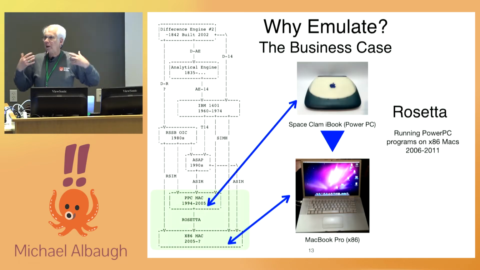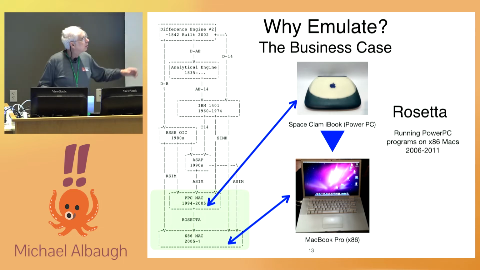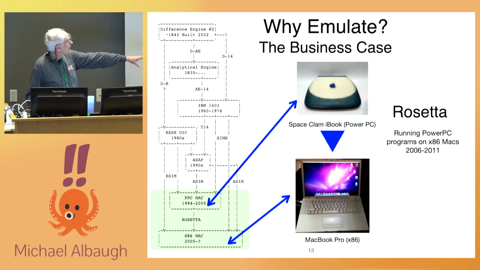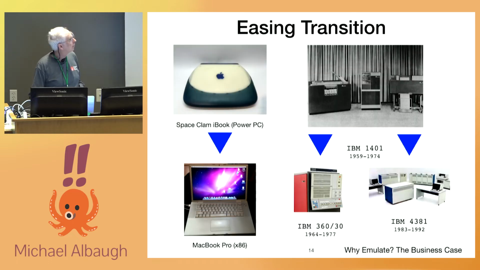So one reason we emulate is it's a business case. It's purely business. You just got a new computer. You've got some old software you're depending on. Oh my God, what am I going to do? Well, nowadays you just keep the old computer. But back in the day of $16,000, you didn't do that. And Apple did something similar when they moved from PowerPC to Intel. They let you briefly run PowerPC programs on Intel Macs. And a lot of other people did that long before. So for instance, the 1401.